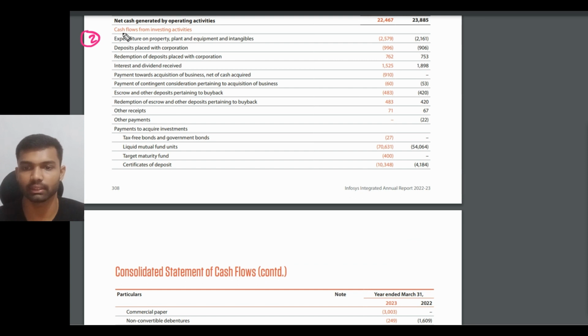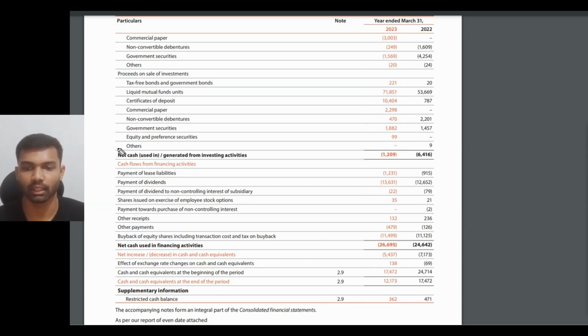Now we can see the cash flow from the investing activities, that is where the company has invested its money. If something is written inside the bracket, that means it is a negative value. The company has invested in expenditure on property, plant and equipment, deposits placed with corporation, like that. The net cash generated from the investing activities is negative 1,209 crores. And we have already seen that in the operating activities the company has spent around 22,476.